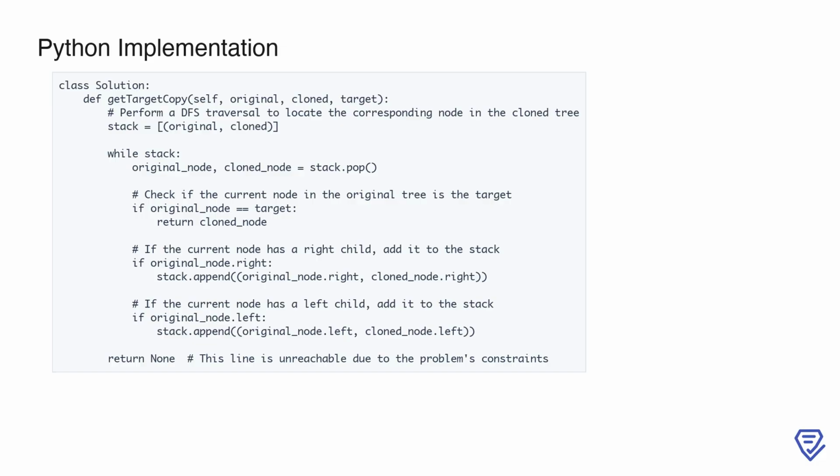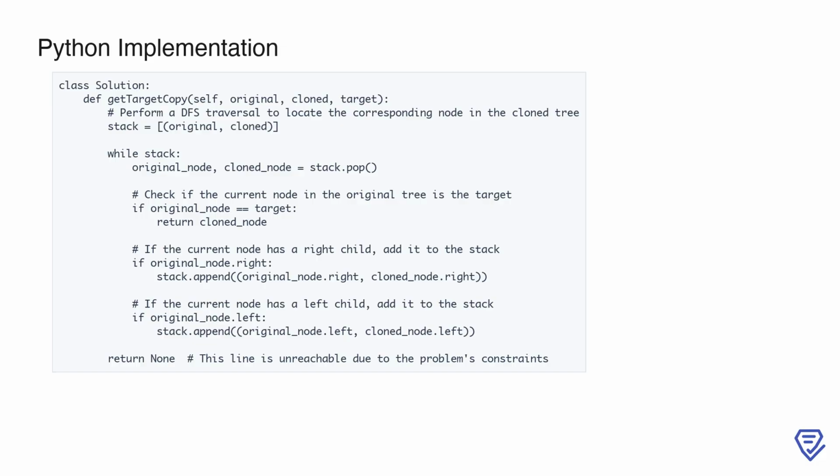Each element of the stack is a tuple containing the current nodes from both the original and clone trees. The traversal ensures that at every step, the algorithm processes nodes from the two trees side by side, maintaining their structural correspondence. The loop iterates as long as the stack is not empty. In each iteration, the top element of the stack is popped, which represents the current node pair from both trees. The algorithm checks if the current node from the original tree matches the target node. If it does, the corresponding node from the clone tree is returned immediately as the result.